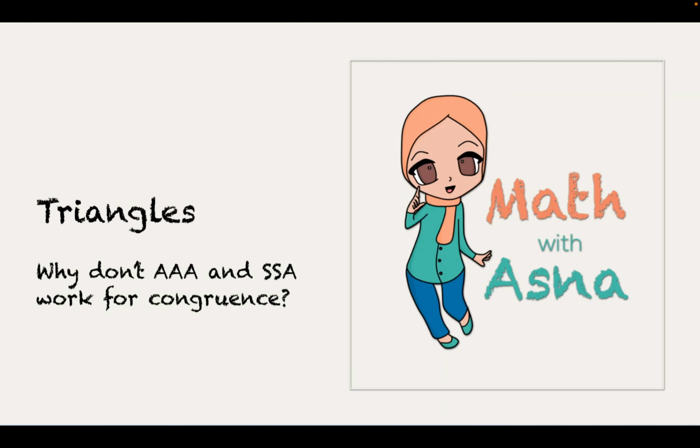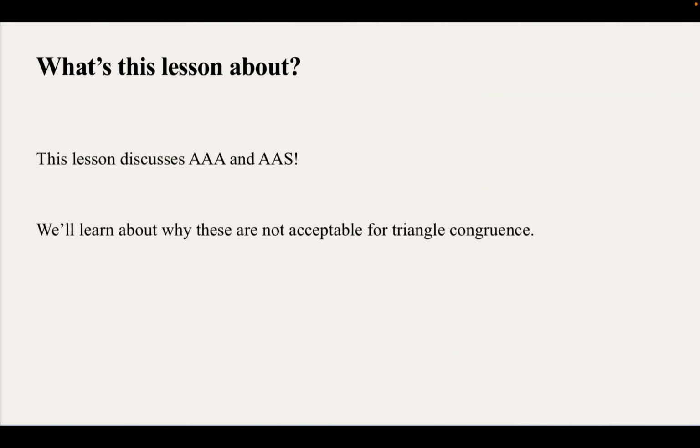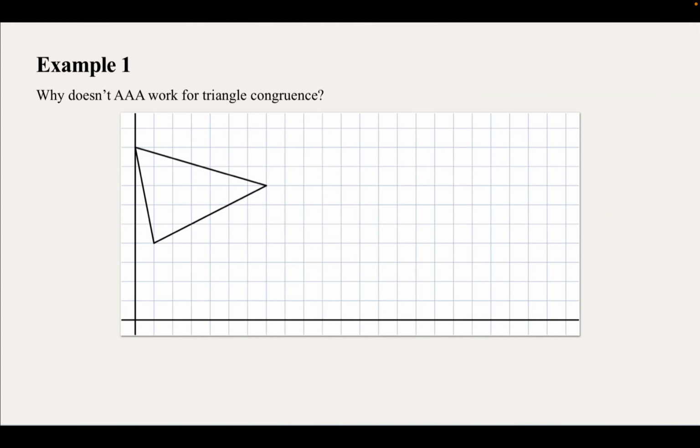In this lesson, we'll discuss why AAA and SSA are not valid for triangle congruence. We are going to talk about why these don't work using a coordinate grid. Let's start with AAA. Why doesn't AAA work for triangle congruence?